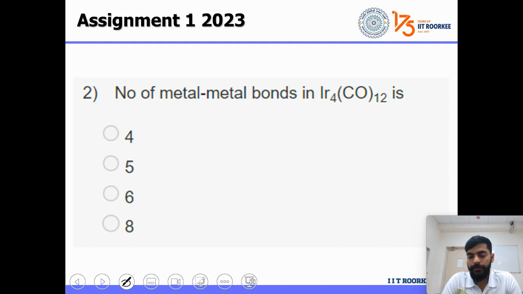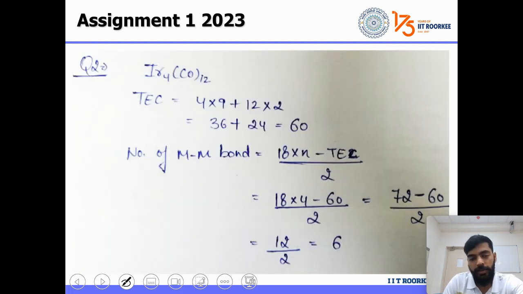Shall I show the calculations? No, no, do not hesitate. You can directly tell me or ask me to tell the calculation. Yeah, sure. Total electron count first: 9 for iridium into 4 is 36. 12 CO with a contribution of 2 electrons each is 24, total 60. Number of metal-metal bonds is 18 into number of metal centers, 4, minus total electron count, so 72 minus 60, divided by 2. 12 by 2 means 6 is the correct answer.